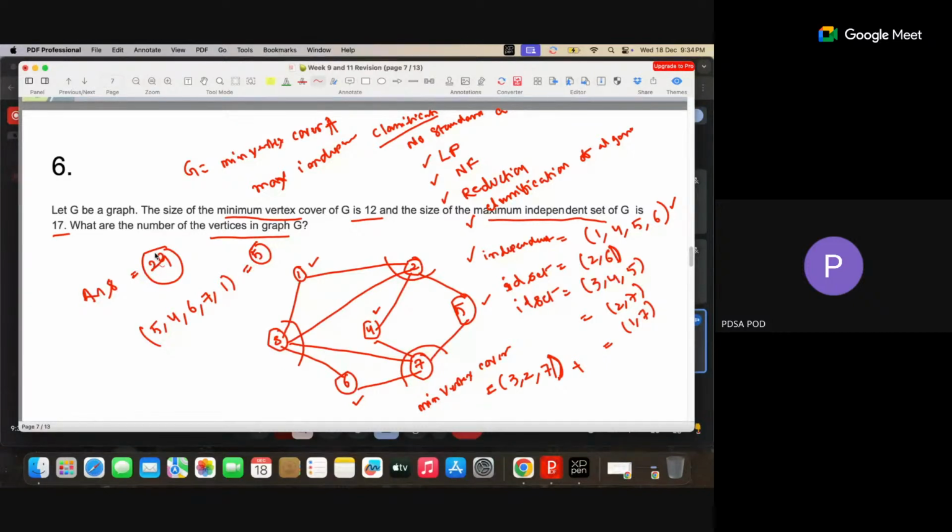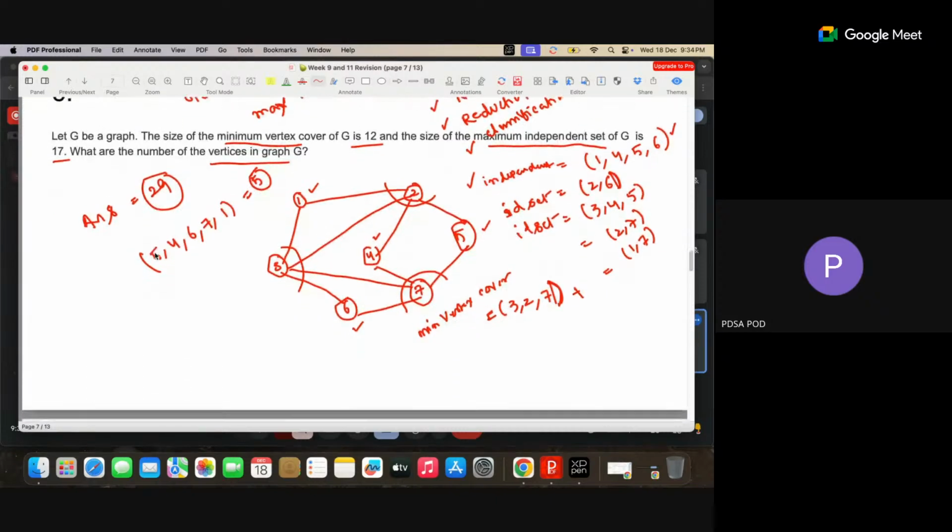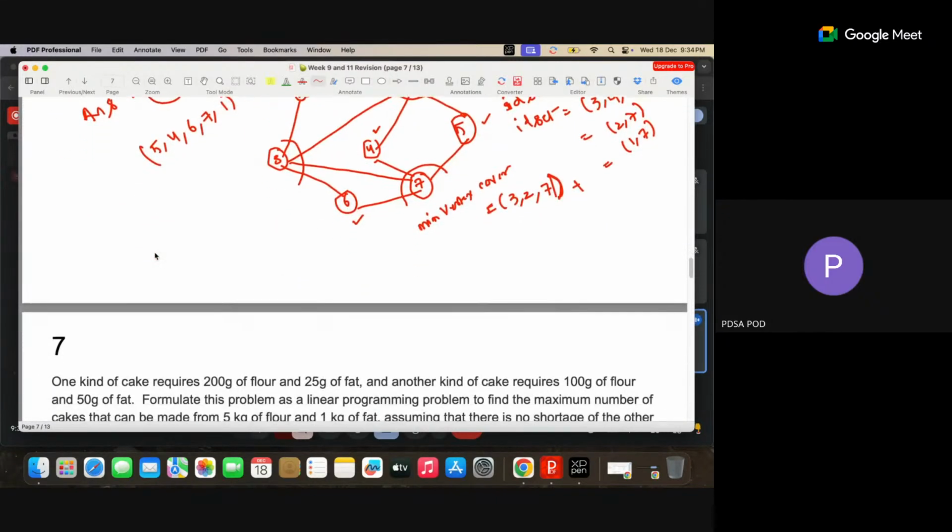Actually, to prove it, the professor gave one example, but the general rule is that for the number of vertices in a graph, if they give the minimum vertex cover value and the maximum independent set, we simply calculate the sum of these two and get the number of vertices in the graph. This is straightforward, but anyway, to understand better.